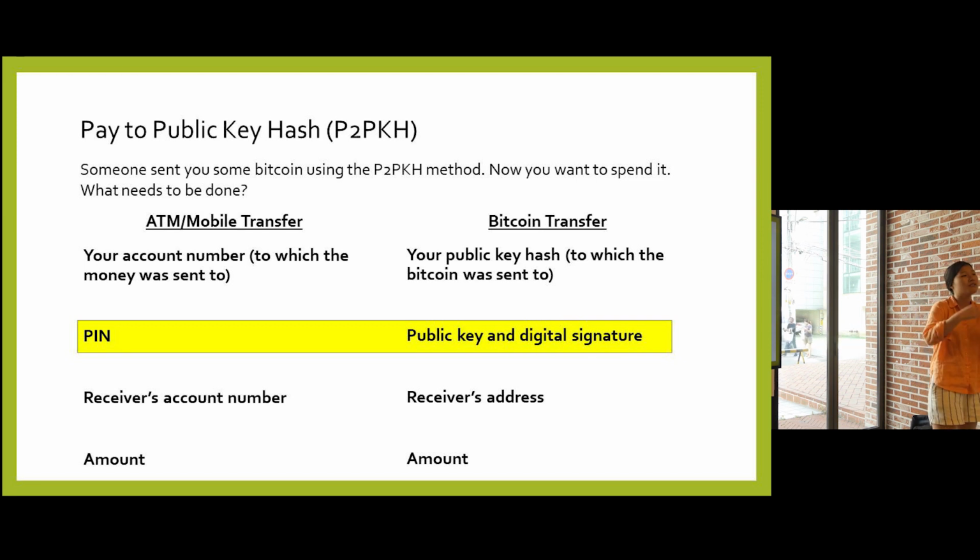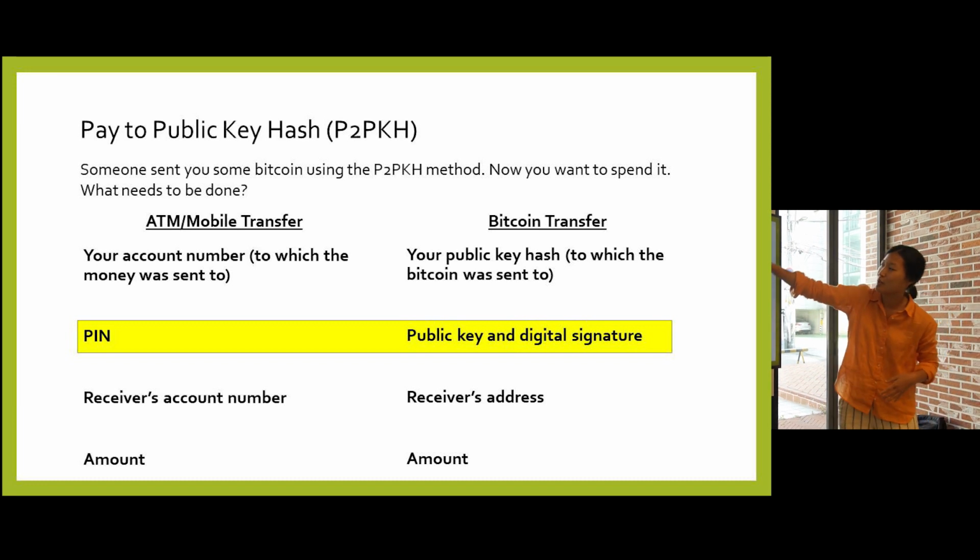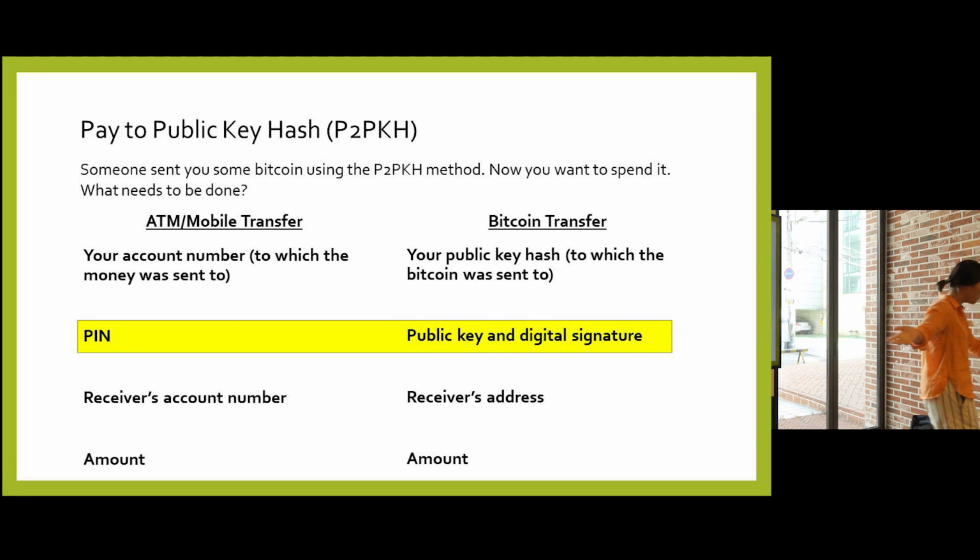So first, if you want to send somebody some money, Bitcoin or fiat money, whatever, Korean won or dollars, you first need the receiver's account number, something that says that this is tied to the receiver. In an ATM or the old financial system, you have the account number. But in Bitcoin transfer, in this method, you'll have the public key hash. That's equivalent to account number.